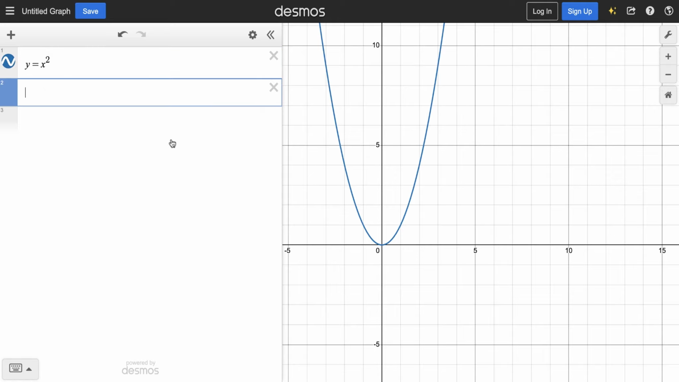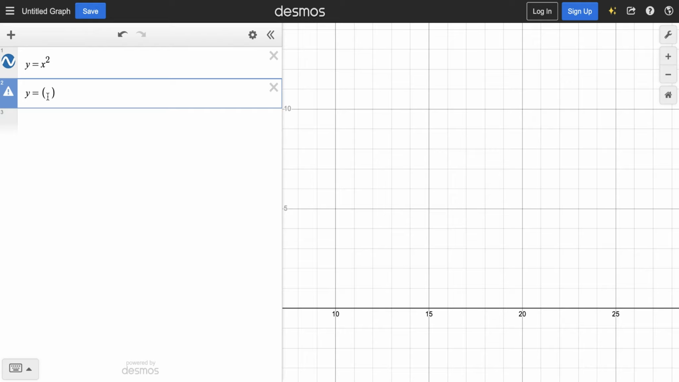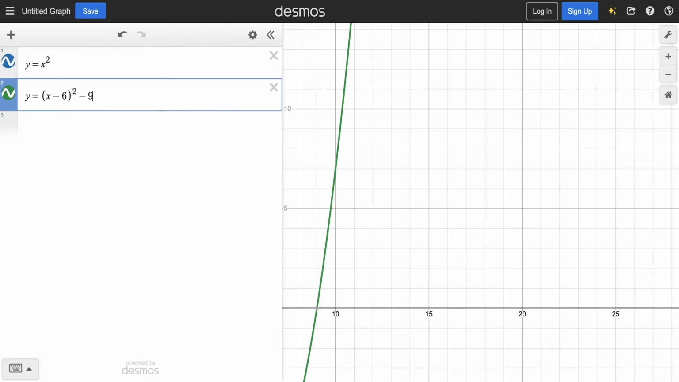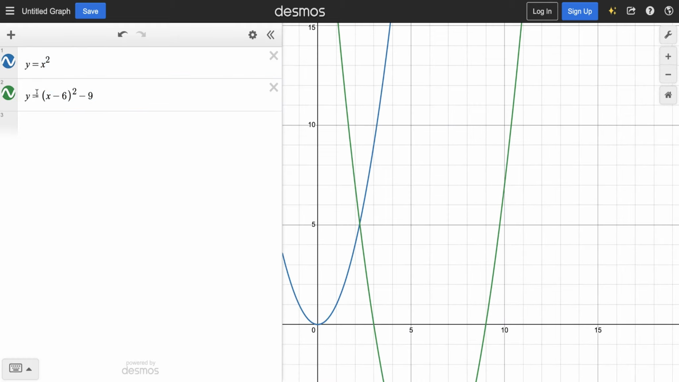Let's do another example. Let's say I have y is equal to (x minus 6) squared minus 9. How will this function look compared to the first function? So this (x minus 6) squared part is going to move it 6 units to the right, and this minus 9 part is going to move it 9 units down.